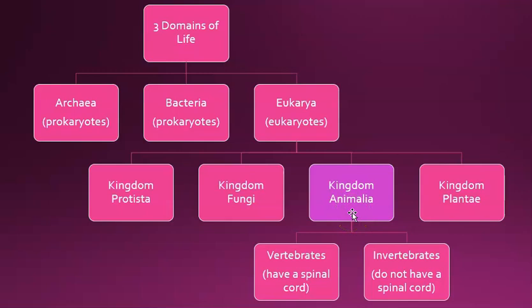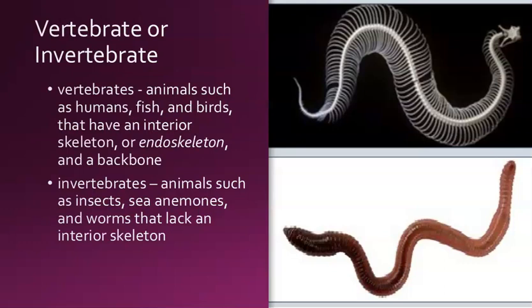A lot of scientists will informally separate animals into two subgroups. One of them would be vertebrates, and the other would be invertebrates. These are not official categories within our classification system, but a lot of scientists informally separate animals into those that do have an internal skeleton and those that do not have an internal skeleton. So let's talk a little bit more about the difference between a vertebrate and an invertebrate.